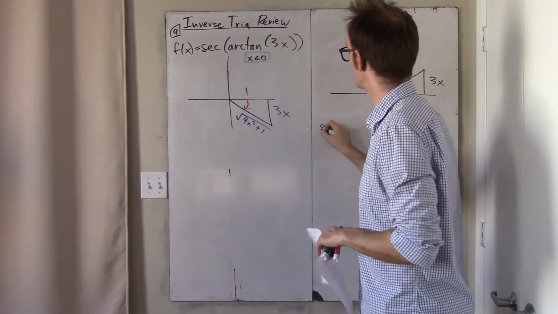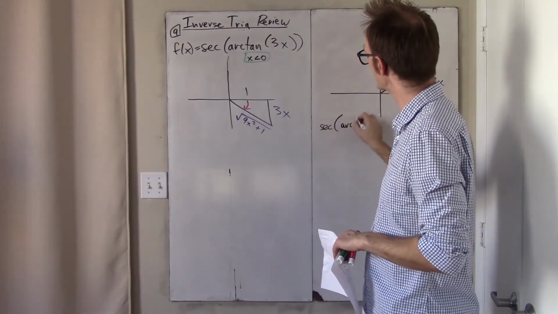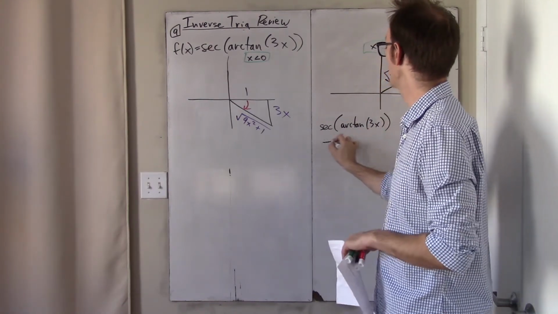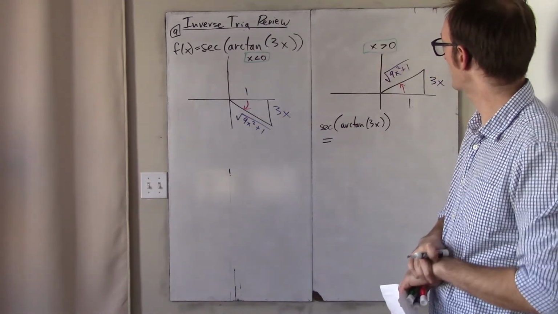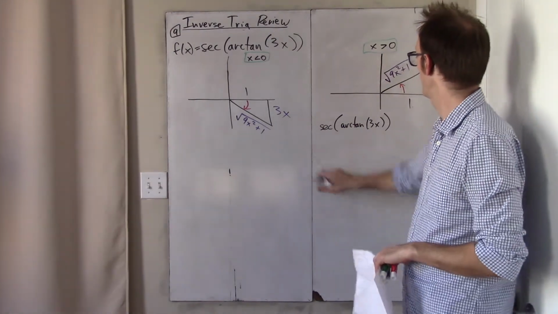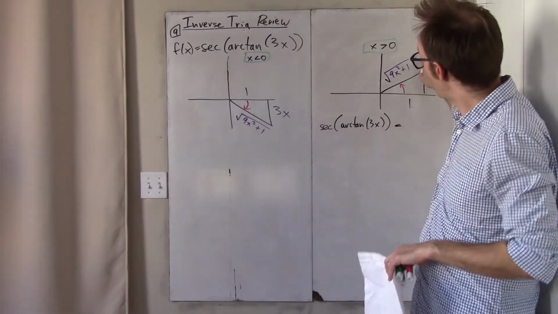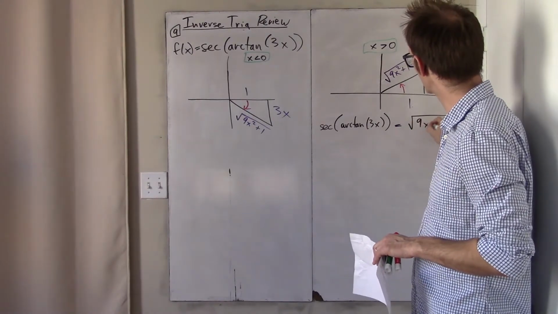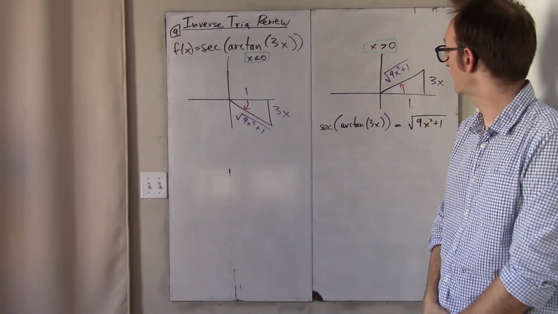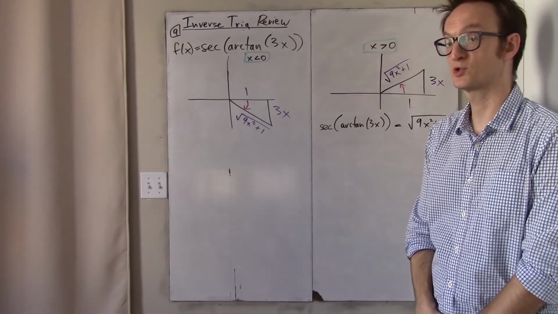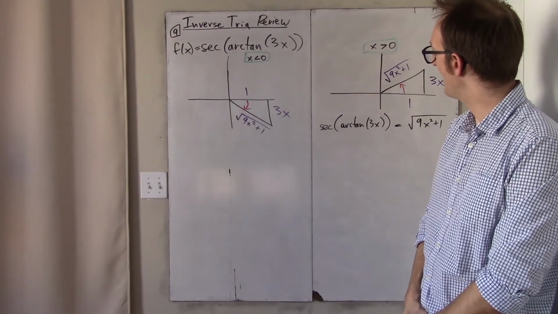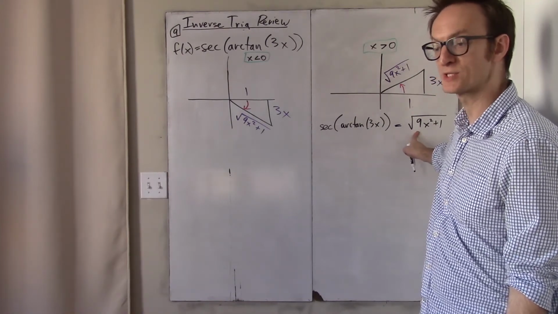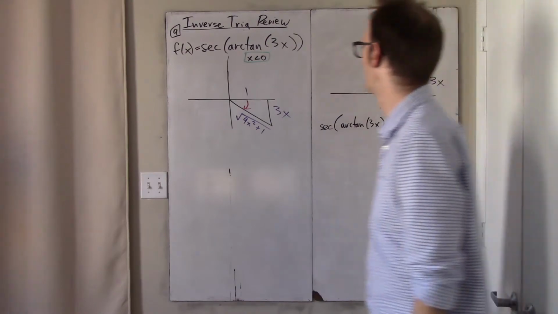What is the secant of arctan 3x? Answer. The answer I get when x is positive is, okay, what's the secant? It's the ratio between the hypotenuse and the adjacent. It's kind of just what secant is. And so in fact I get root 9x squared plus 1. I believe that is right. Let's do a quick common sense check. This is positive. Do we expect the secant of a first quadrant angle to be positive? Yes. Okay, great.